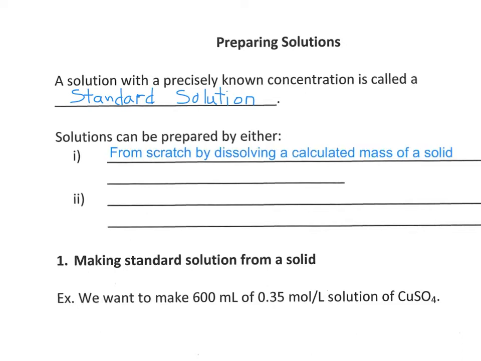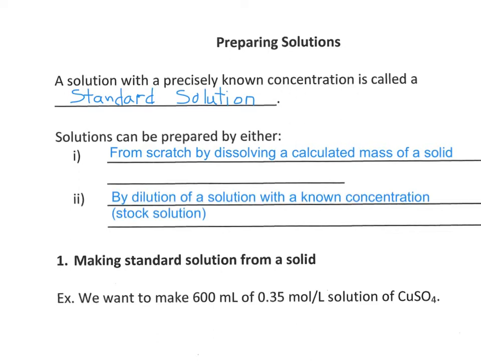The first way of making a solution is by dissolving a calculated mass of solid into a liquid. So this is exactly like how you would make hot chocolate at home. You take a solid chocolate powder and you mix it into a liquid. In chemistry, we know exactly the mass of the solid that we've used because we need that information to calculate the concentration of the solution.